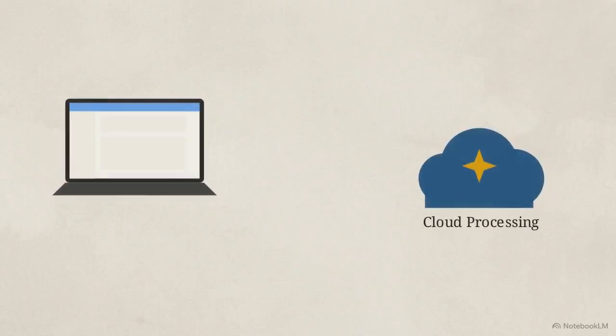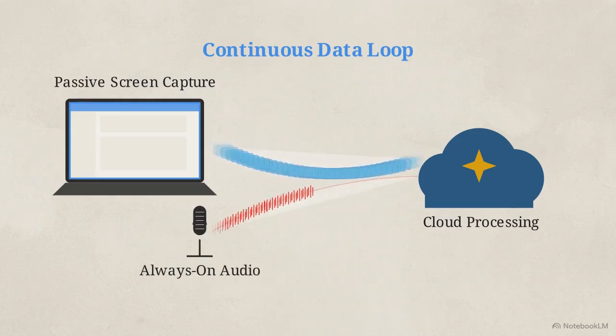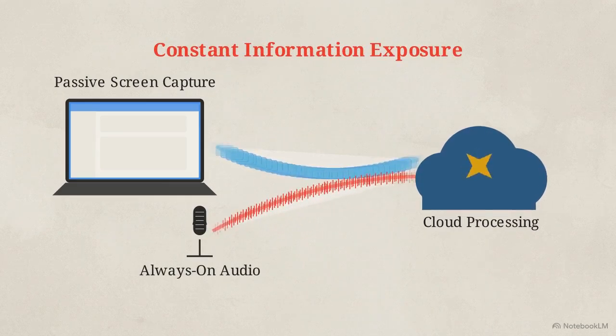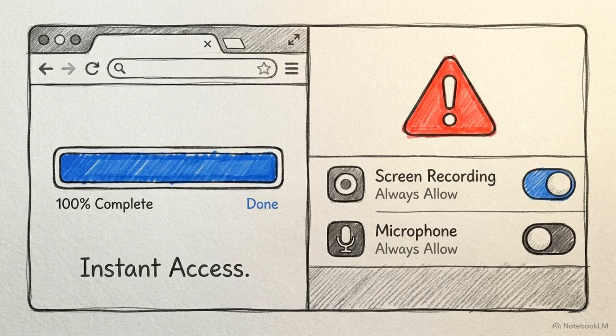Maintaining that context requires a continuous data loop. To keep the agent ready, the system relies on passive screen capture and an always-on microphone feeding directly into cloud processing. The magic pointer offers significant contextual speed, but users must accept continuous information exposure to get it.